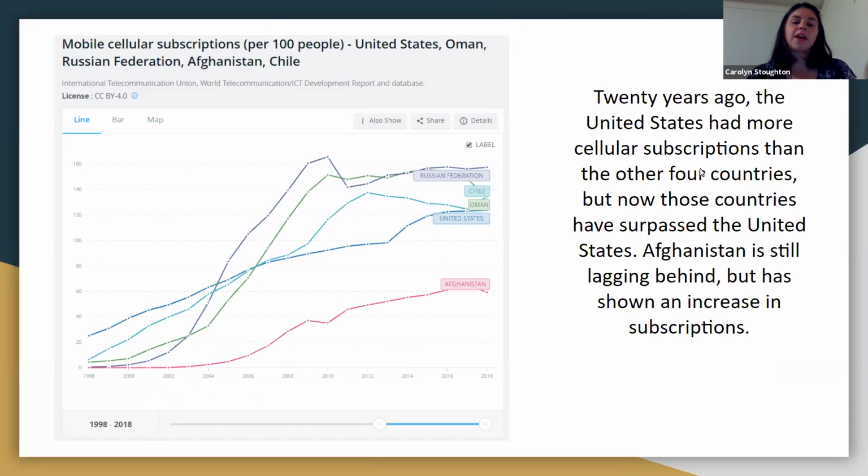This data shows me that the Russian Federation, Chile, and Oman increased their amount of cellular subscriptions from before and had enormous growth, especially since that number is above the number of subscriptions from the US. However, Afghanistan is still lagging behind, which shows me that they do not have as many subscriptions and may not have access to cellular technologies or be able to afford them, whereas the Russian Federation, Chile, and Oman have grown their access and affordability of the subscriptions and cellular devices.